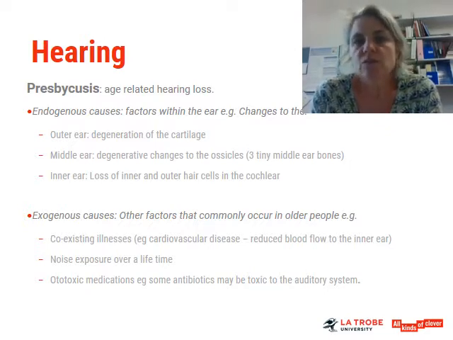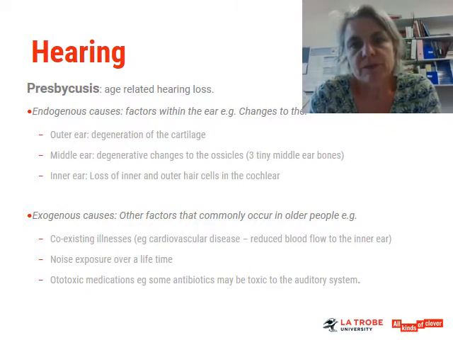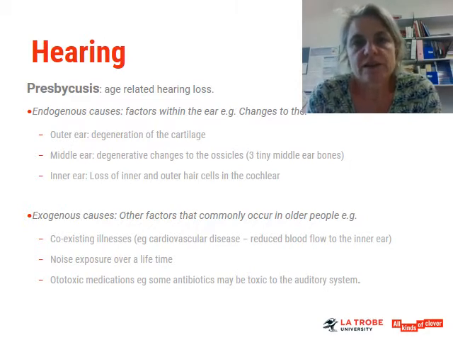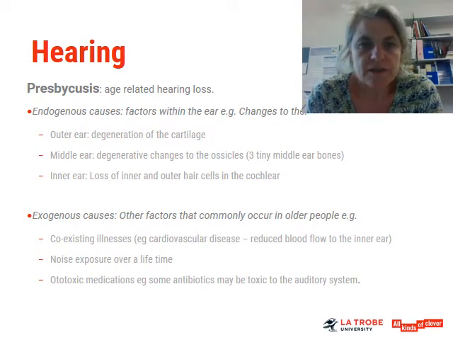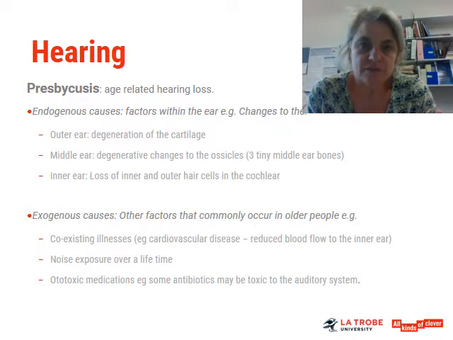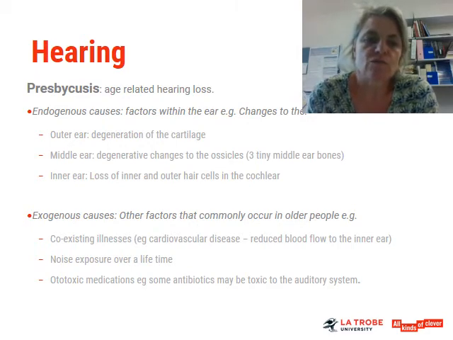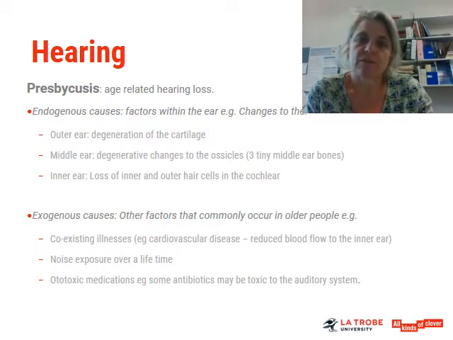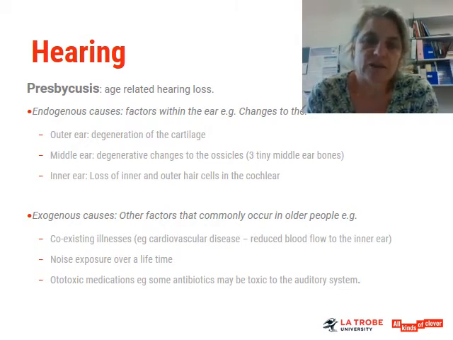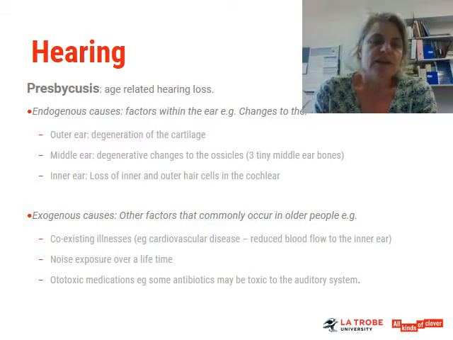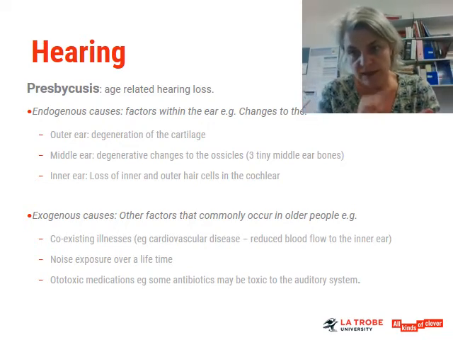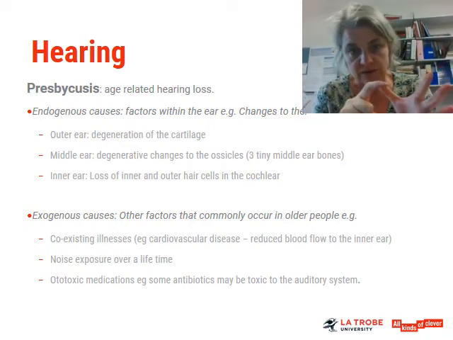There are lots of reasons why people's hearing isn't as sensitive as they get older. And the reasons are, some of them are endogenous, which means they happen within the ear, changes to the ear itself. And some of the changes or reasons for the change in hearing are exogenous, which means they've come from outside factors that are impacting on someone's hearing. So what are the endogenous factors? Well, first of all, that outer ear, the pinna and the ear canal, that can degenerate with age.